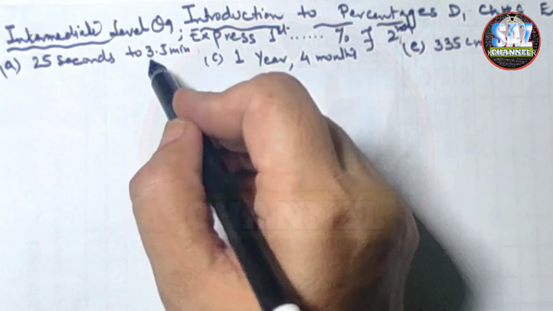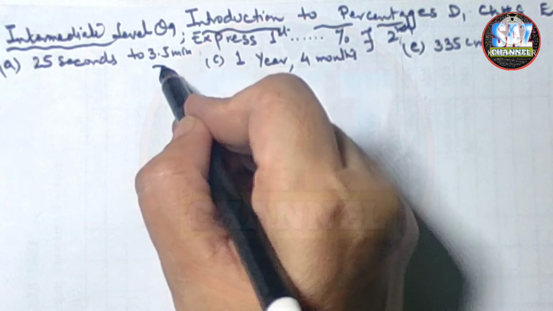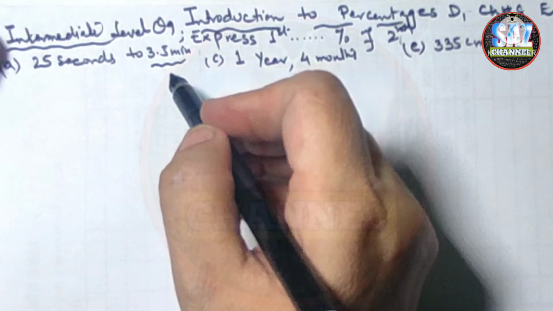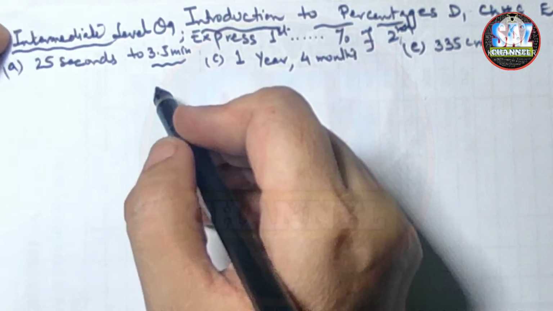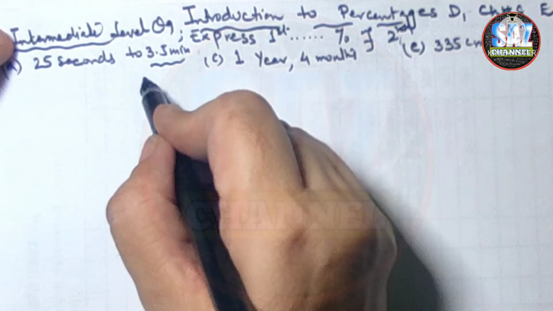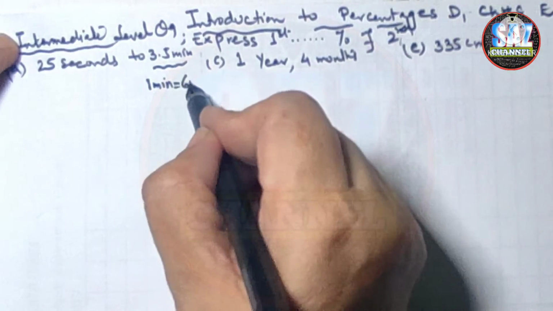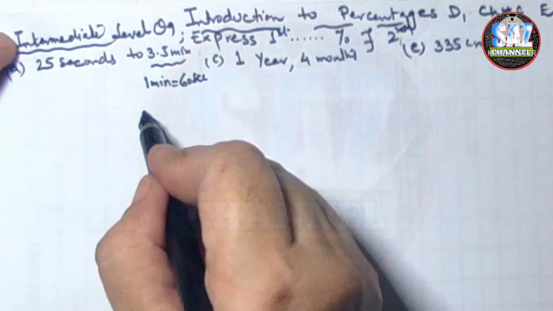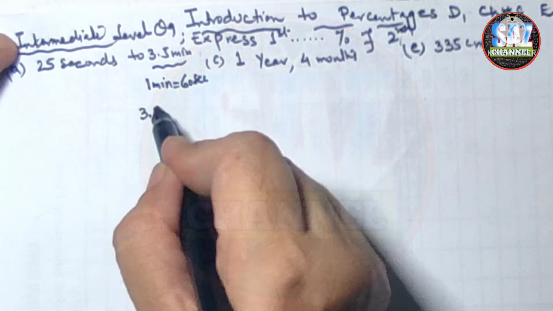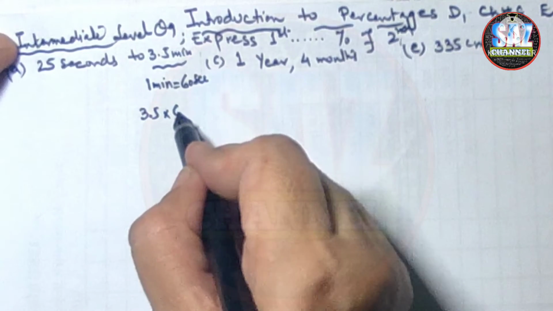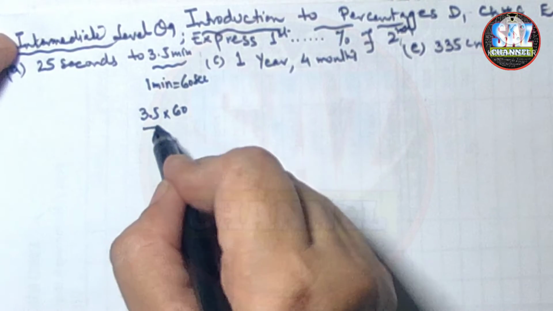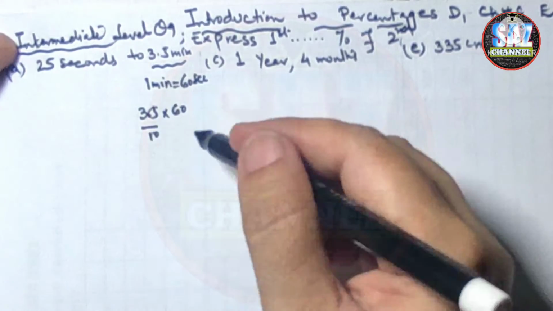One thing is that we have to see that one quantity is in seconds and one is in minutes. So we have to convert both the quantities into the same unit. 1 minute equals 60 seconds. So 3.5 minutes will be equal to 3.5 multiplied by 60, and then we have to remove the decimal.